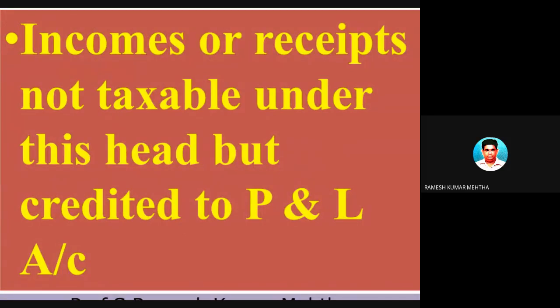Incomes or receipts is the next item. Incomes or receipts not taxable under this head, but credited to profit and loss account. If there are some incomes which do not pertain to profits and gains of business and profession, they should not be credited. It is not an income under the head of profits and gains from business or profession. If it is shown on the credit side of profit and loss account, then the profit is increased and you have to reduce that much of profit. Let's take a small example and a numerical illustration.